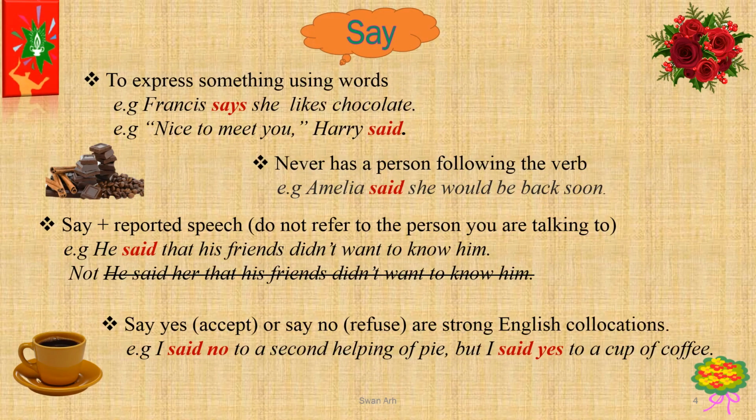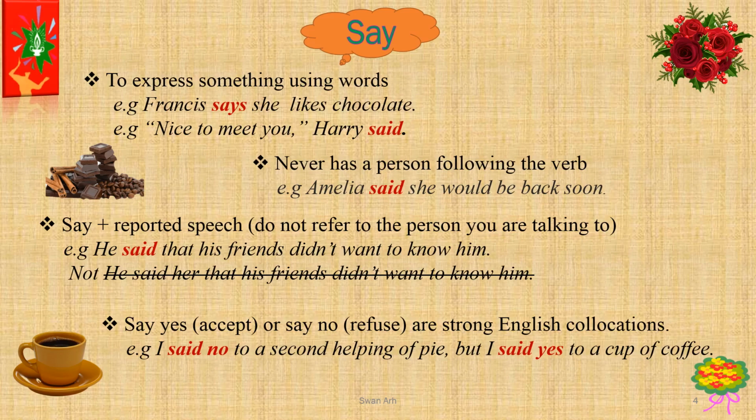Let's move on to how to use say. Say means to express something using words. For example, Frances says she likes chocolate. Nice to meet you, Harry said. Say never has a person following the verb. This means that when we use say, we don't use an object.